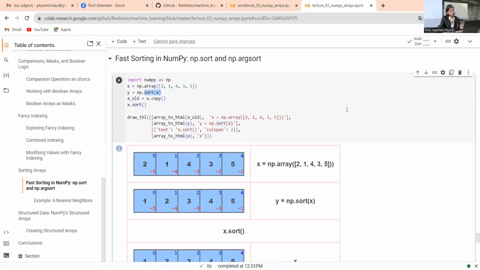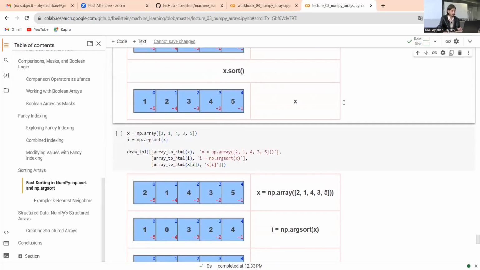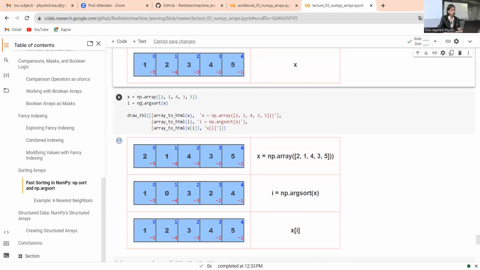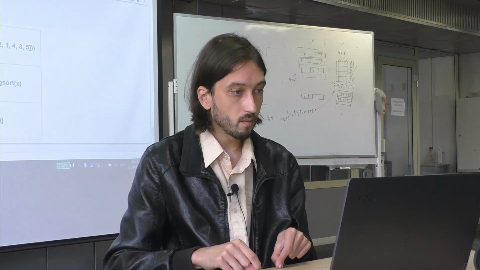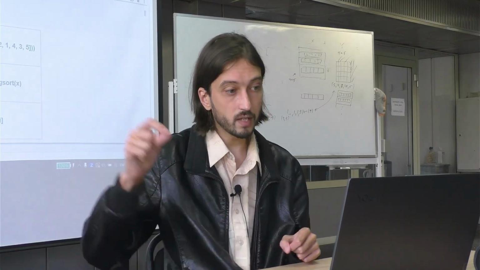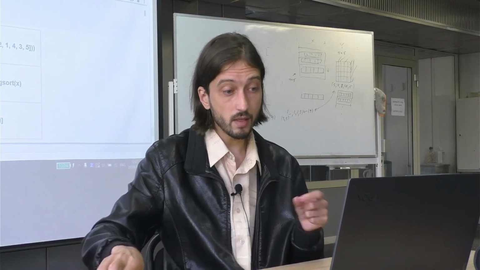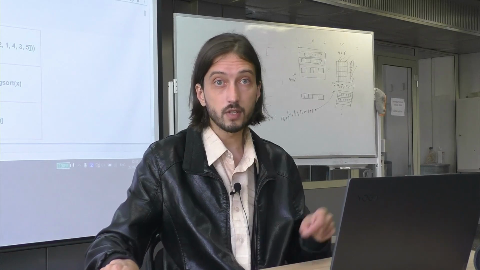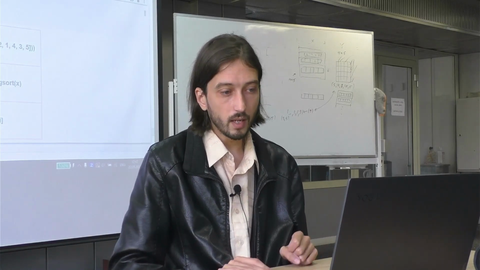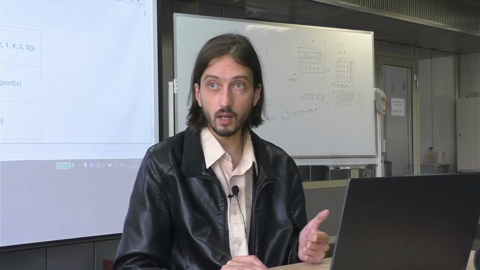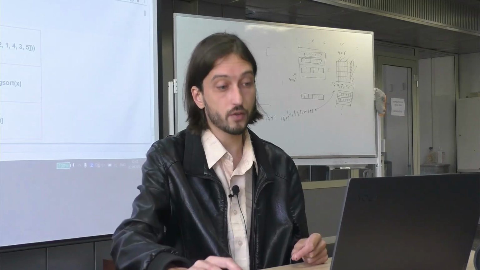What you may not be aware of is that we have a function argsort. That's the function that returns not a sorted array, but the indices of the initial array in the order you should take elements of the array to make it sorted. It looks a little bit convoluted, but it's a really useful function.